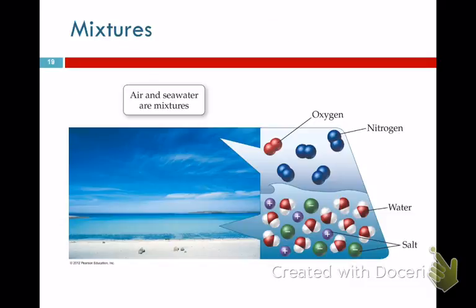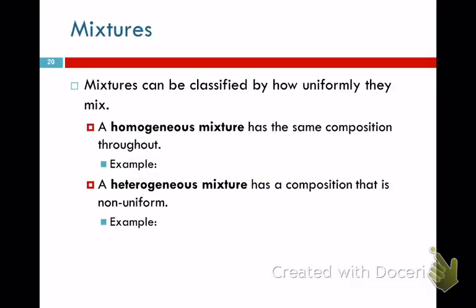Okay, this just really quickly. And then we're going to do some homogeneous mixture. I'll go through this. I already said the examples. I'll fill this out for you. Mixtures can be classified by how uniform they mix. So homogeneous means same composition throughout. My example today was sweet tea.